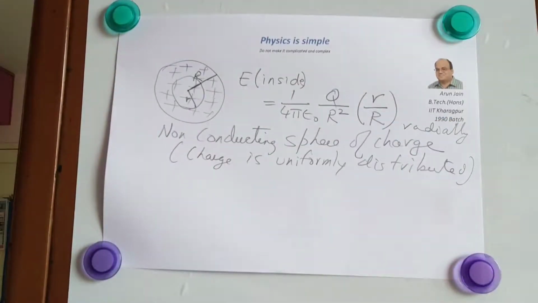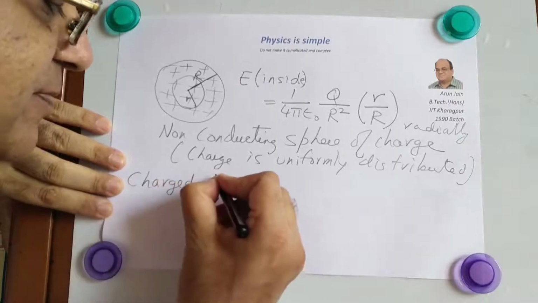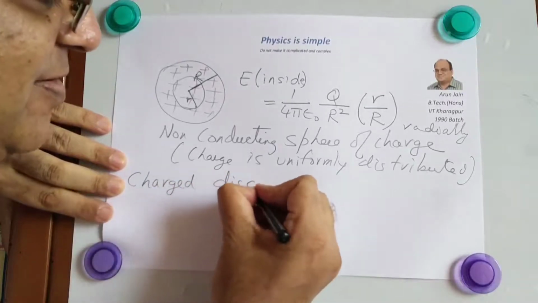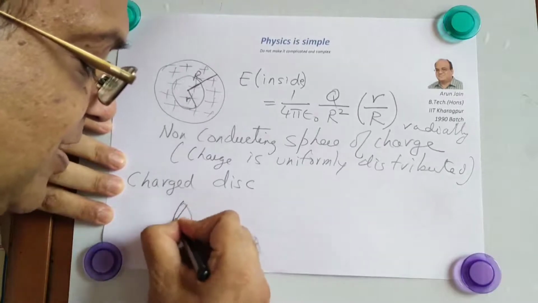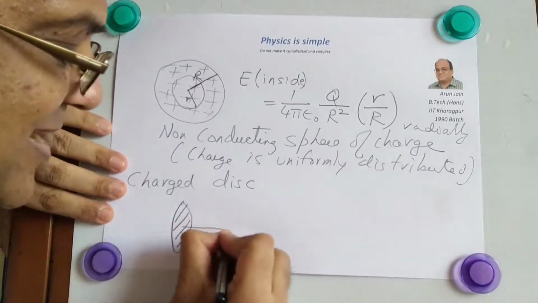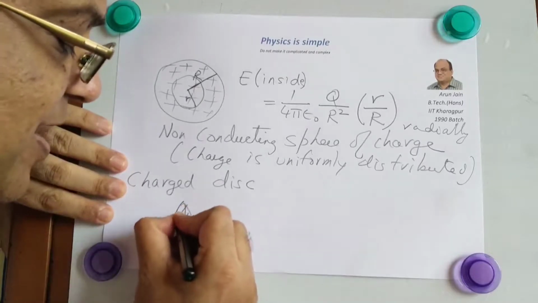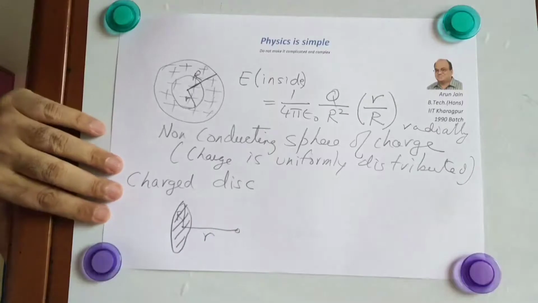Now, one more formula we can memorize is the electric field due to a charged disk. Earlier we had discussed a ring of charge. So now the ring has become a disk. This disc is perpendicular to the plane of the paper. The radius of this disc is big R. We want to find the electric field at distance small r from the center.